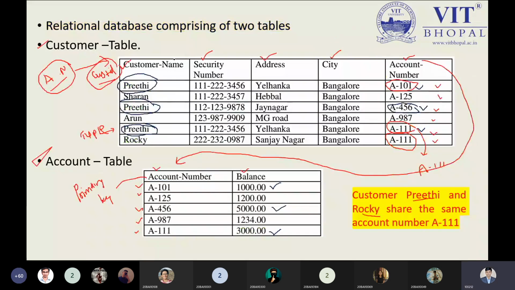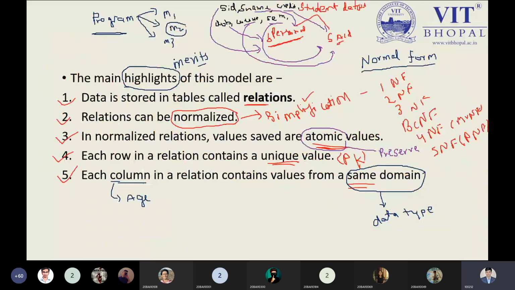So here we have some important points. I didn't remove anything, but I'm just keeping it as it is for your betterment, so the students can take the advantage. So the main highlights of this model: what is the merit actually? What are the advantages of our model?